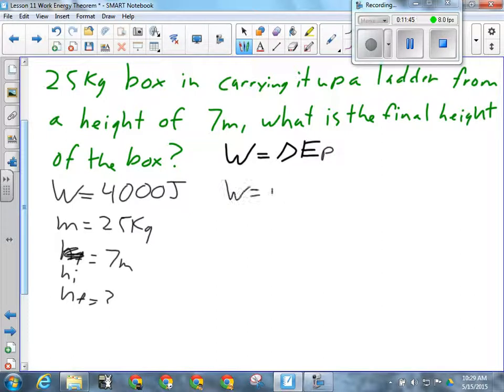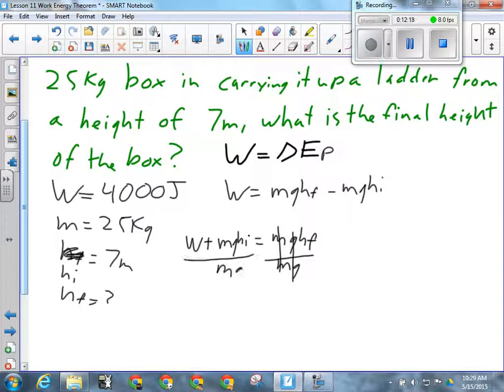So work is going to equal m times g times hf minus m times g times hi. I need to get hf by itself. So I should move what's not attached to it first. What's not attached to it? mghi. So I'm going to add that to both sides. So I'm going to have work plus mghi equals mghf. How do I get hf by itself? Divide by mg, right? Does mg cancel over here? No. So now we can plug in our numbers.